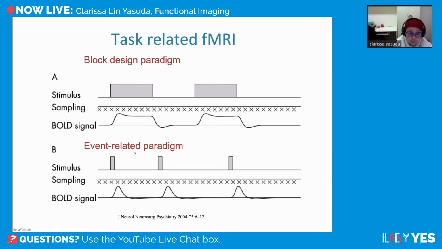The second type of paradigm, which is a little bit different, is the event-related. Different from the first one, you have the stimulus like this, and here you see the difference. Here it's 20 seconds, 20 seconds, 20 seconds, 20 seconds. Here it's different, it's unpredictable, and that is what is important for the event-related paradigm. You have one stimulus here, then the subject cannot predict what time it will come again. Okay, and then you have a different curve for the BOLD signal.